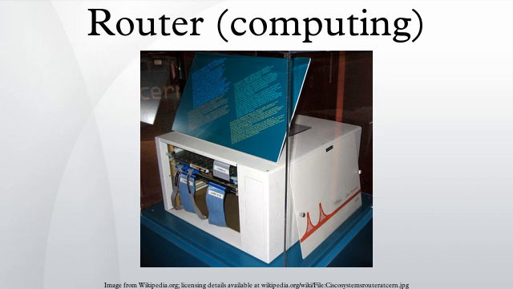Access routers, including small home office models, are located at customer sites such as branch offices that do not need hierarchical routing of their own. Typically, they are optimized for low cost. Some SOHO routers are capable of running alternative free Linux-based firmwares like Tomato, OpenWRT or DDWRT.